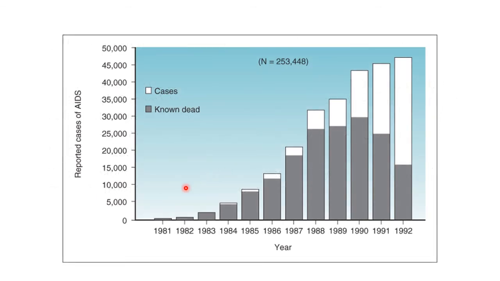So again, showing you that all these people ended up dying early on. These are still considered incident cases. So the total number of incident cases together, cumulative incidence, would be 253,000. When you add in the 92, if you were to subtract all the dead from it, that's when you get the prevalent cases. So basically, if you added up all these white bars together, at the end of 92, this would be considered your prevalent cases.